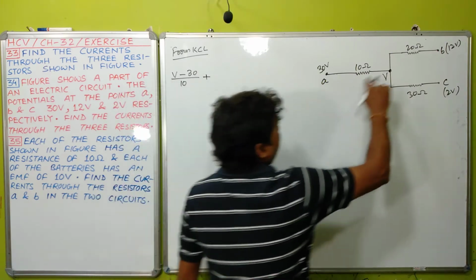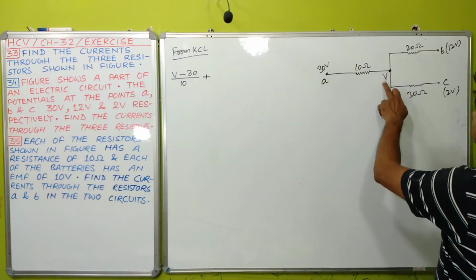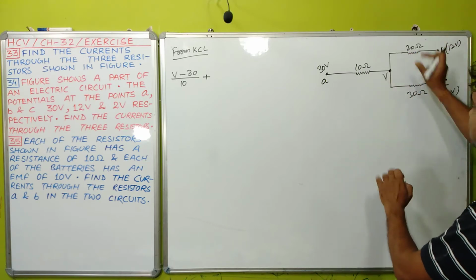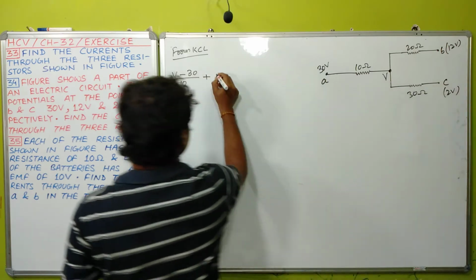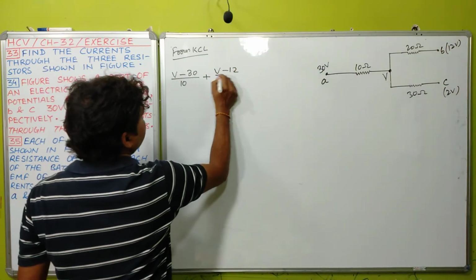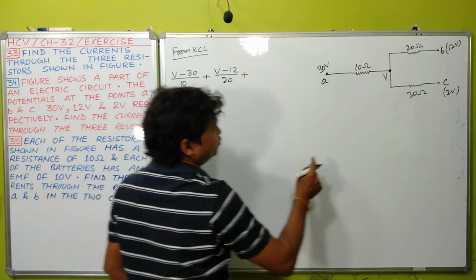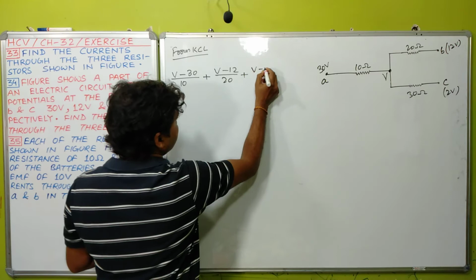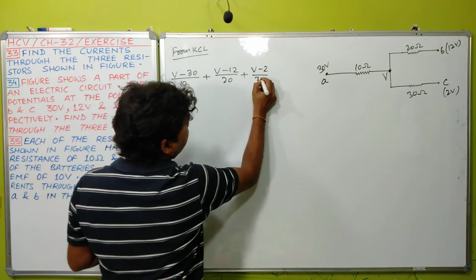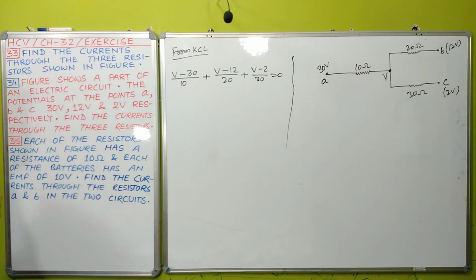Plus, now we write the outgoing current through this section, which will be the potential difference divided by 20 ohm. So V minus 12 volt is your potential difference: V minus 12 divided by resistance 20, plus the outgoing current through this section will be V minus 2 divided by 30, equals 0. Sum of all outgoing currents equals 0.